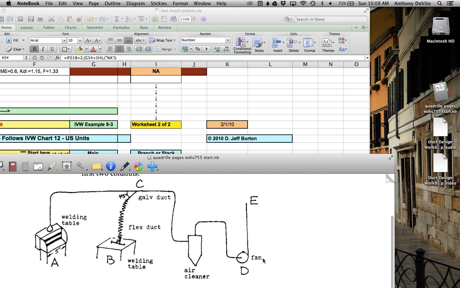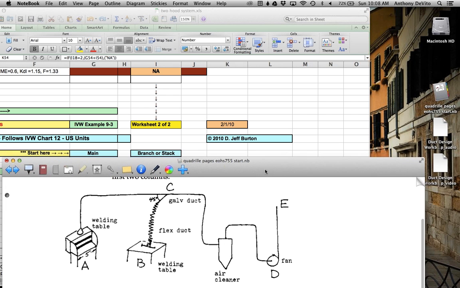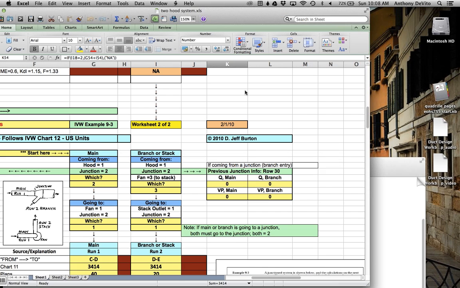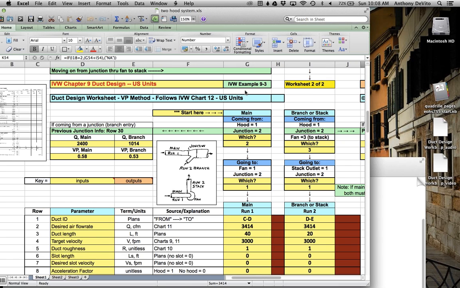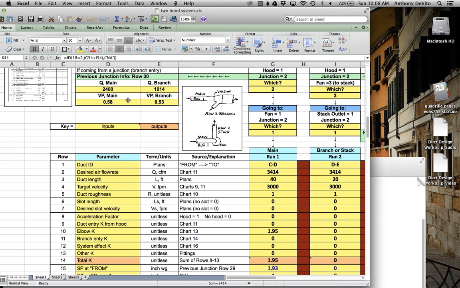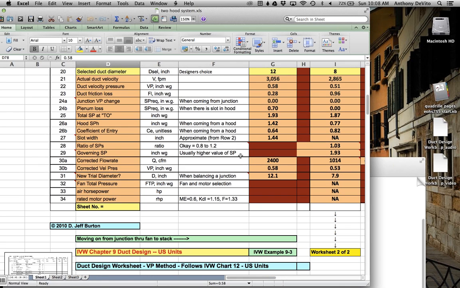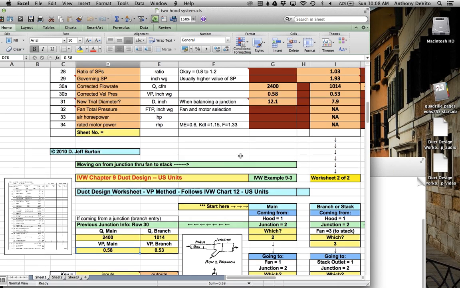And then finally, we want to go from D to E, which is from the fan suction to the exhaust stack, out of the exhaust stack into the open air. So we're going to do that in our next two rows. First thing I'm going to do is put in here the Q values for the previous run, 2,400 and 1,014, and the velocity pressure in the main system. What was it? It was 0.58.